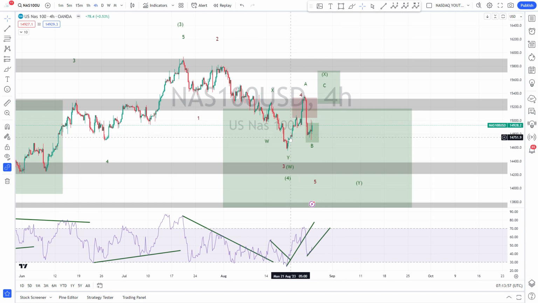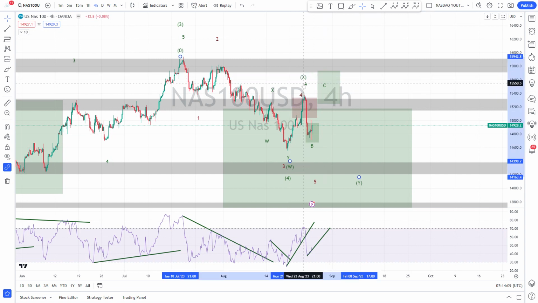But we've already been in the area. It could also be that this here was our ABC. So A, B, C, that we had our wave X here, and that we then see more downside. If you follow my daily updates on the NASDAQ, you know that here on the lower time frame I'm seeing some possibilities, more than one possibility.